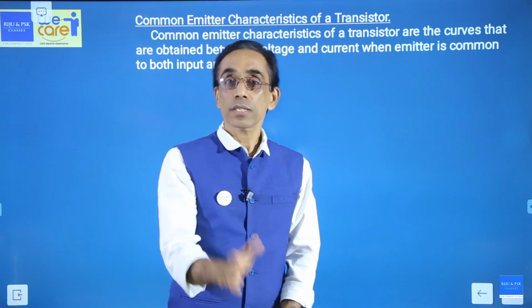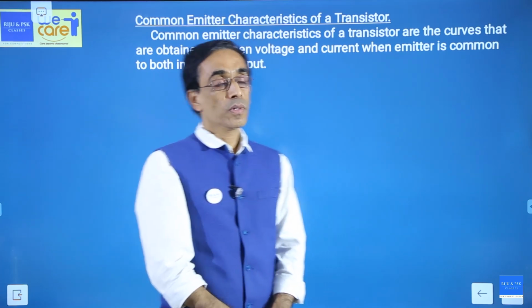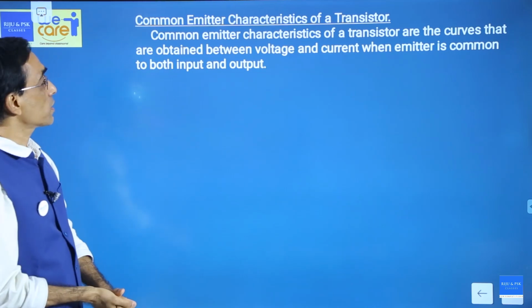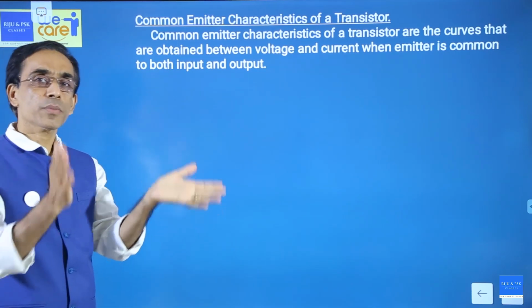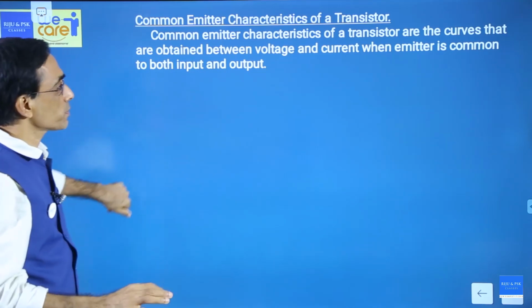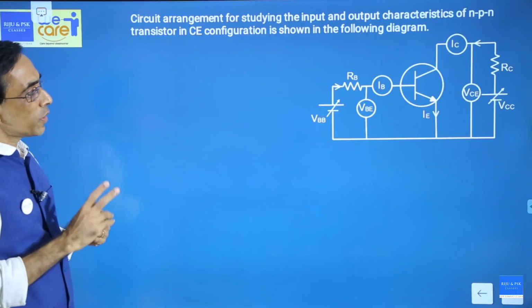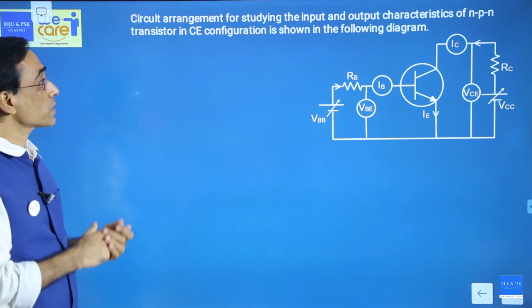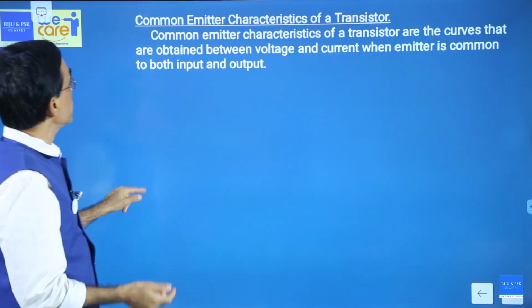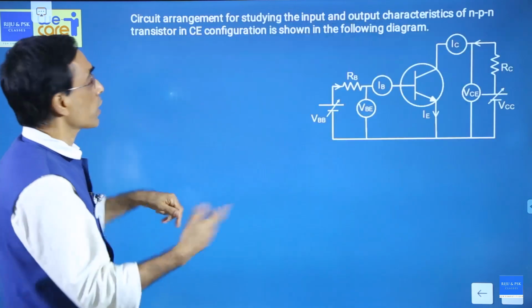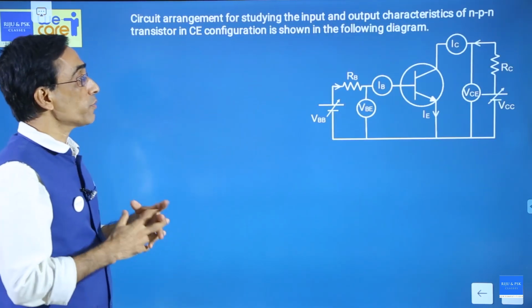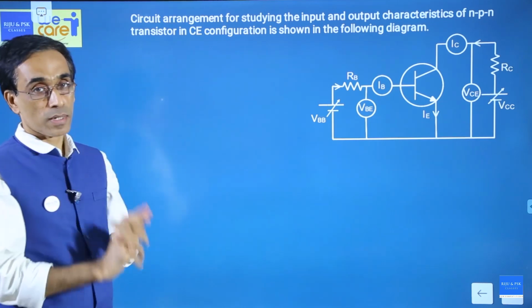We studied the characteristic of a diode, you remember that. Similarly, we have characteristics for a transistor also. Common emitter characteristic of a transistor is only the relation between voltage and current. You give a voltage, find out the current, draw a graph. There are two types of characteristics. One is called input characteristics, another is called output characteristics.